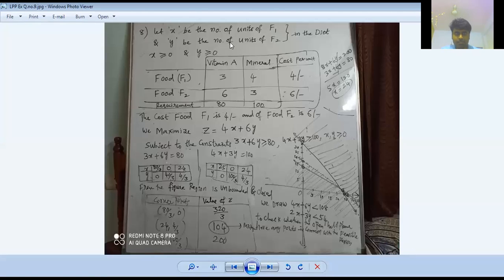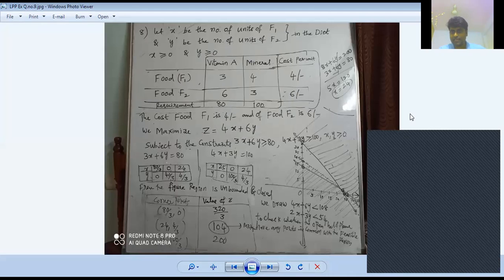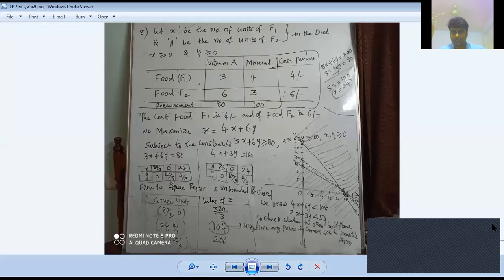Now see here, let x be the number of units of food 1, y be the number of units of food 2. Now food 1: vitamin A 3, mineral 4, cost per unit 4 rupees. Food 2: cost per unit 6 rupees. So 4x plus 6y will be the objective function, obviously, correct? So we have to maximize that. Okay, profit is always to be maximized. Okay, see here, vitamin A requirement 80 and mineral requirement 100. That also I wrote there.